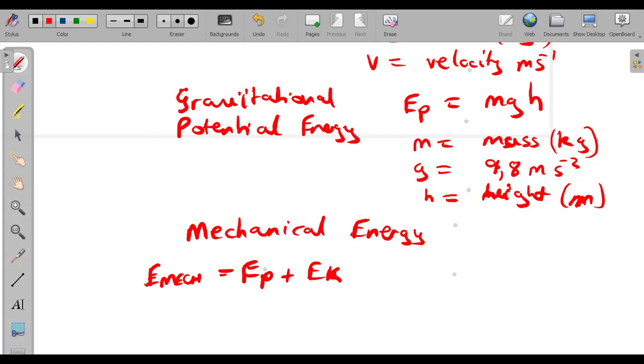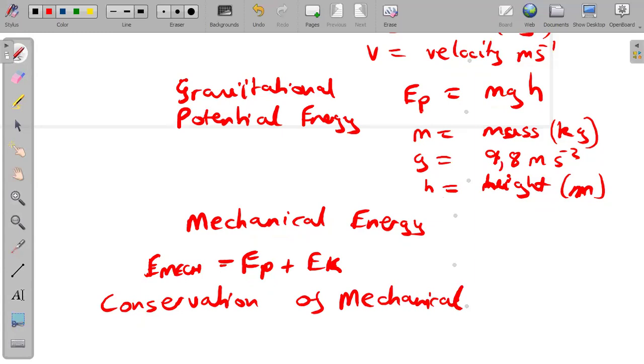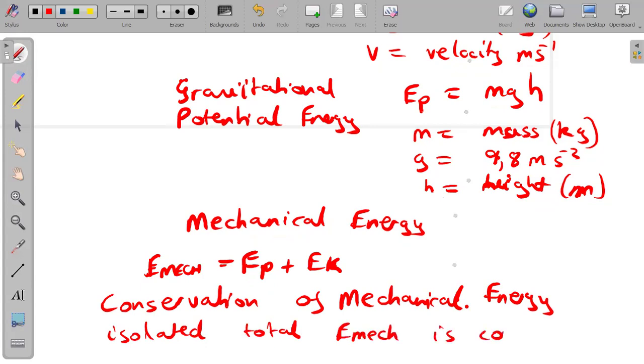So it takes us to our first energy principle that we want to discuss. The first energy principle is the principle of conservation of mechanical energy. That's the first principle that we want to discuss. It simply states that in an isolated system, the total mechanical energy is conserved. Total mechanical energy is conserved. That's what it simply says.